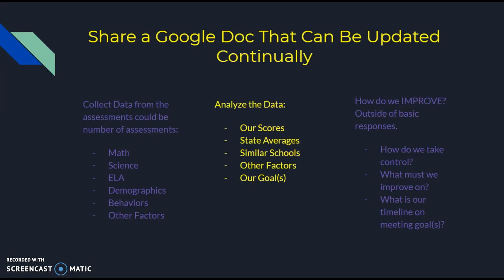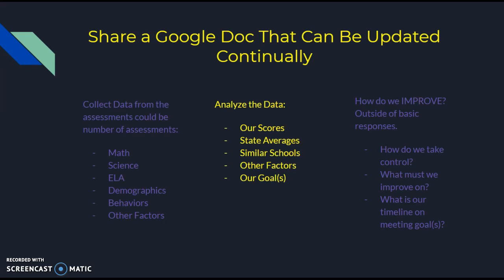And then how do we improve outside of basic responses? So how do we take control? What must we improve on, and what is our timeline on meeting our goals? So how do we take control? It's a lot easier when you're dealing with just data that has to do with scores, because you can look at it and say, okay, we need to beef up certain parts of algebra or certain parts of geometry, or we need to work on our reading more than we have in the past, or maybe our writing, or yada yada yada.